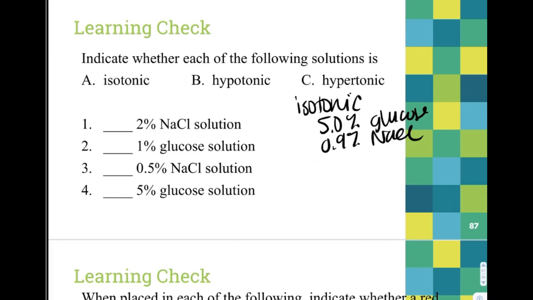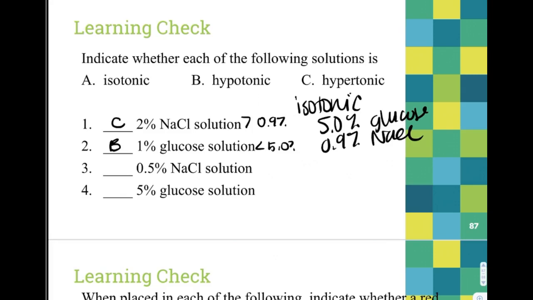So give a pause and look at this. Okay, so if I have 2% sodium chloride, is that greater than or less than the isotonic? Well, if 0.9 is isotonic, 2 is greater than 0.9. So this is hypo or hyper? Hyper. It's more. So my cells would do what? Crenate. Good. So 1% glucose solution, is that less, the same, or more? Well, this is less than the 5%. So this is hypotonic. And so your cells would lyse, right? Hemolysis.